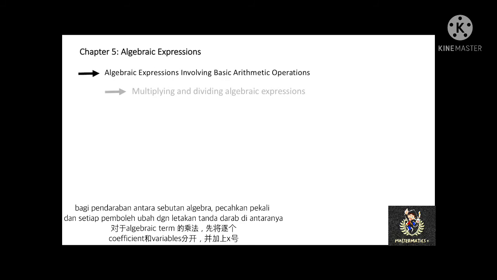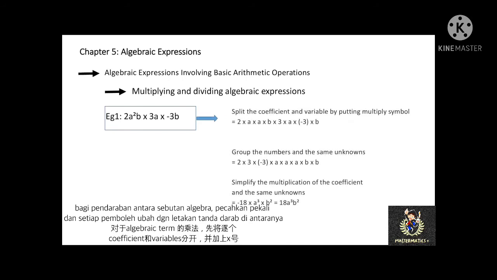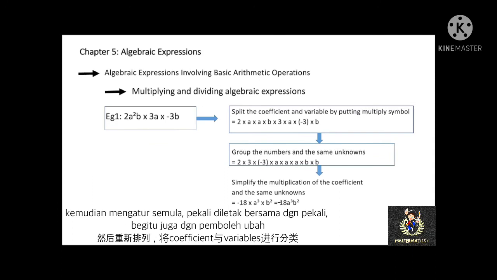For multiplication of algebraic expression such as 2a squared b times 3a times negative 3b. First, we will split the coefficient and variables by putting multiply symbol. In this case, the term 2a squared b can split into 2 times a times a times b. The term 3a can split into 3 times a, and the term negative 3b can split into negative 3 times b. Then, we group the number and the same unknowns, which is equal to 2 times 3 times negative 3 times a times a times a times b.